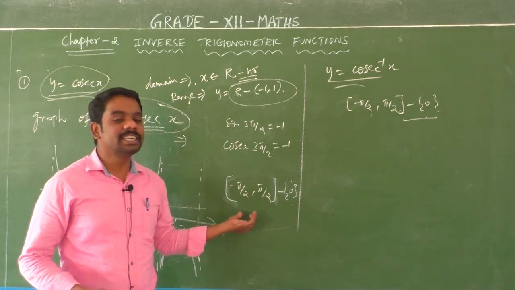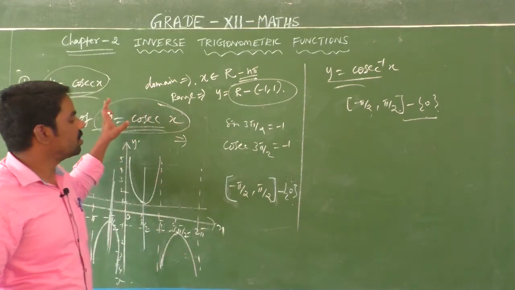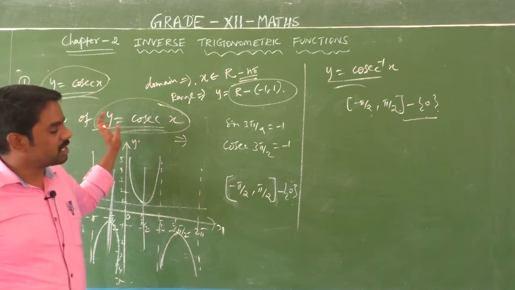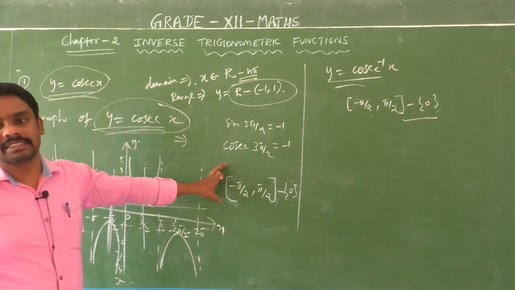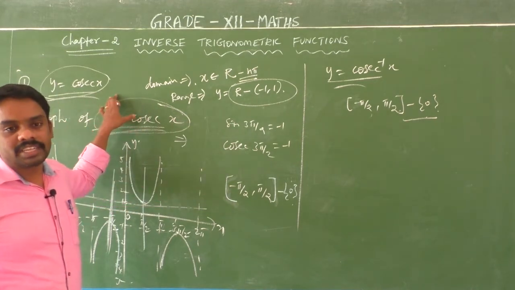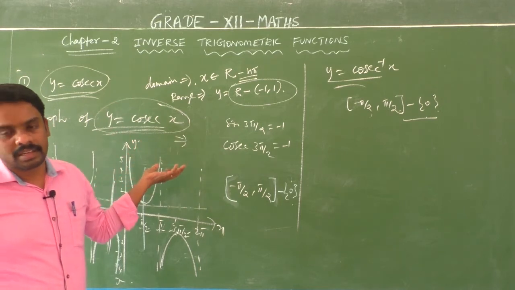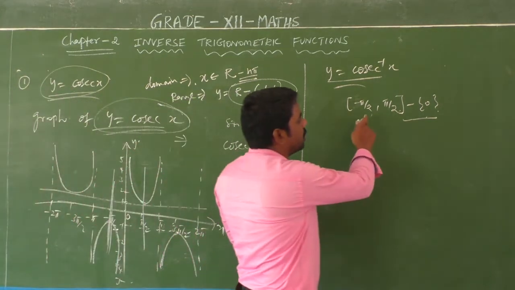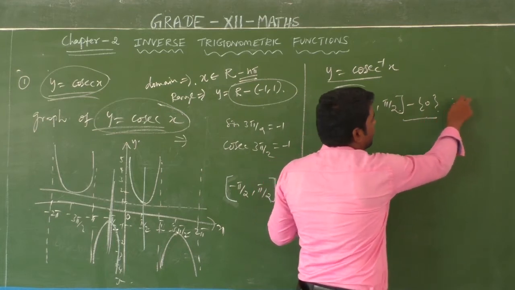So this is the principal domain of the function y equal to cosecant x. The closed interval minus pi by 2 comma plus pi by 2 except 0 is the principal domain of the function y equal to cosecant x. Here minus pi by 2 comma plus pi by 2 except 0 is the principal value.